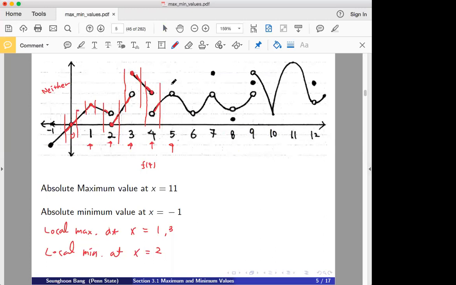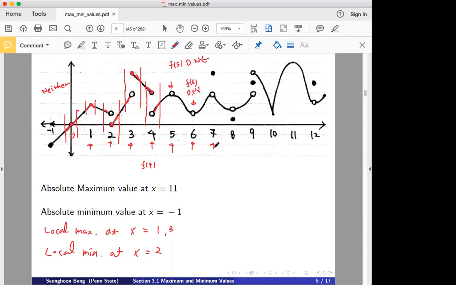Yeah, neither, because we don't have a function value. The function value does not exist. Neither, not a maximum, because the function value f of 5 does not exist. So we don't have a function value, it's not a maximum. What's 6? Neither, same reason. The function value f of 6 does not exist. So we don't have a local maximum. We don't have a local minimum, either.